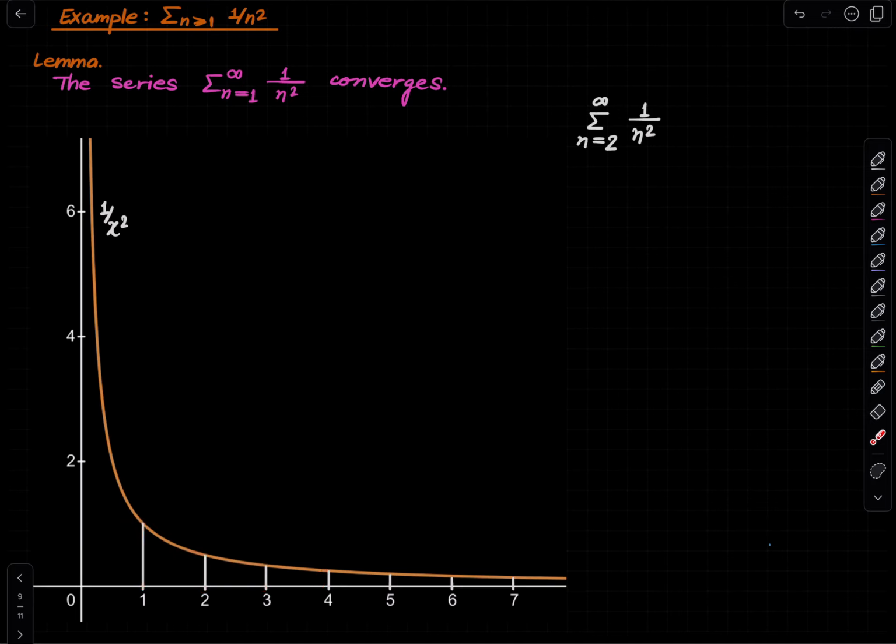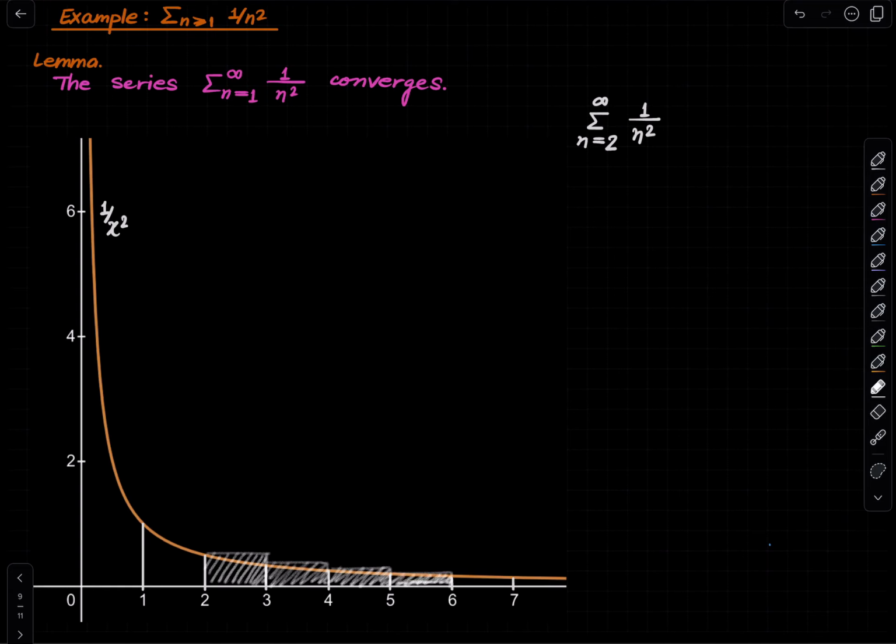And 1 upon 2 square is what? 1 upon 2 square is precisely this area. So let me draw it and then explain again. This little area is 1 upon 2 square. Why is that? This value is 1 upon 2 square simply because of this function being the 1 upon x square function. And this is 1 unit. So the area is 1 upon 2 square, right? Similarly, the next chunk is 1 upon 3 square, and then this is 1 upon 4 square, and so on.